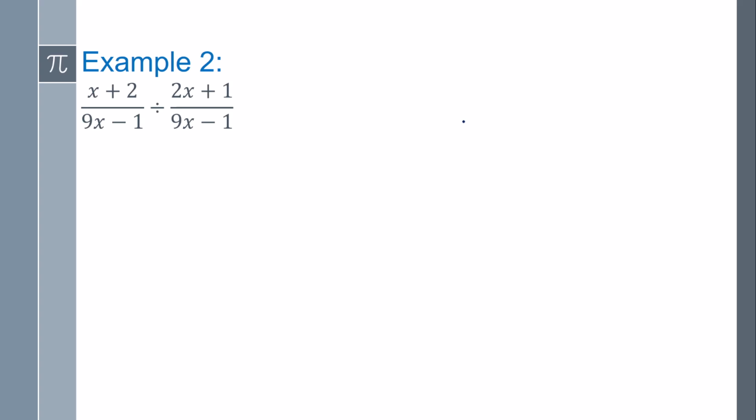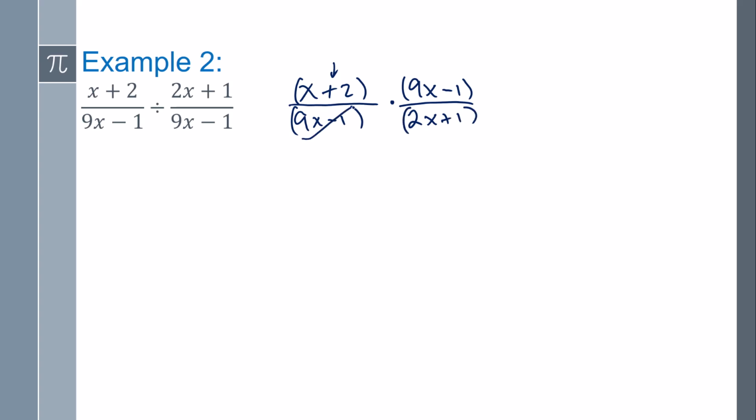Now this next one, because it is division, you have to flip the second one first. So x plus 2, put parentheses around that, 9x minus 1, put parentheses around that, right, because they're not factors, so I have to turn them into factors. So times, so I flip it. That's always your first step. Now, factors reduce, so I'm going to be left with x plus 2 over 2x plus 1.